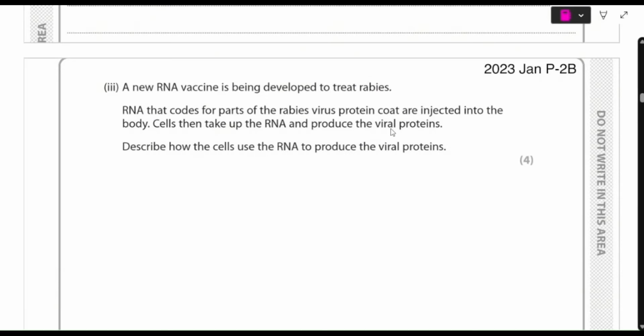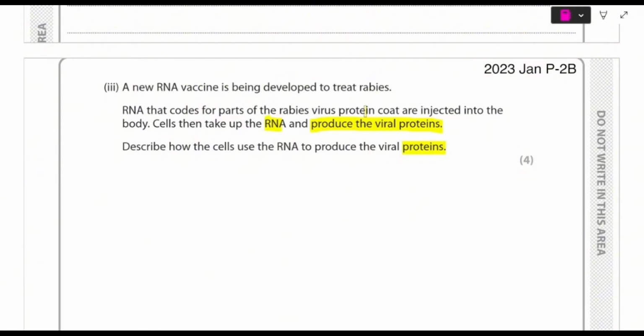Describe how the cells use the RNA to produce the viral proteins. So when we look at it at once, it seems a very unfamiliar question. It's very unclear what they're asking. But if you break it down, RNA is being used to make what? To produce viral proteins. The important part is to make proteins.